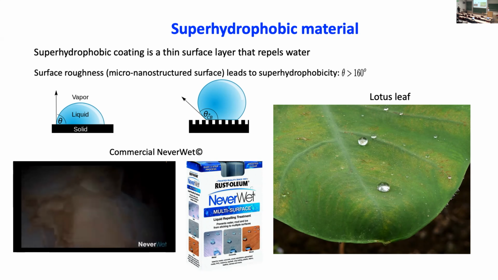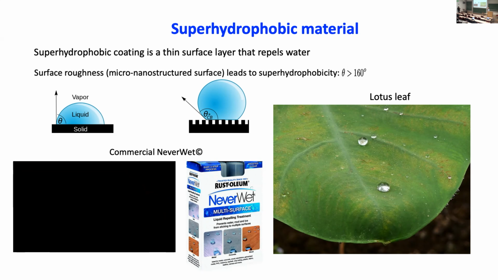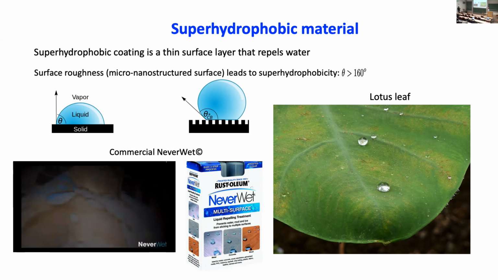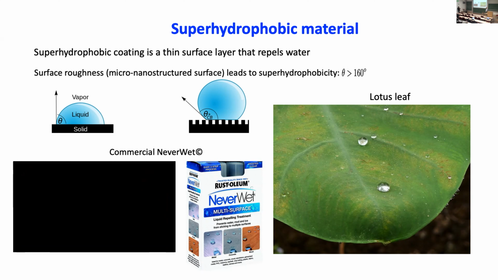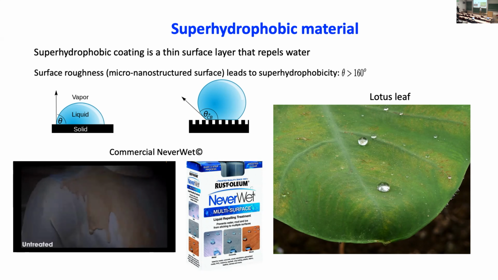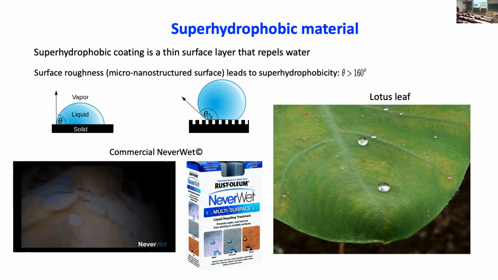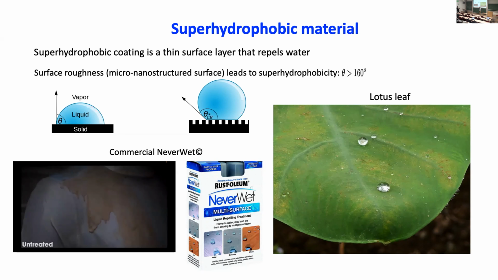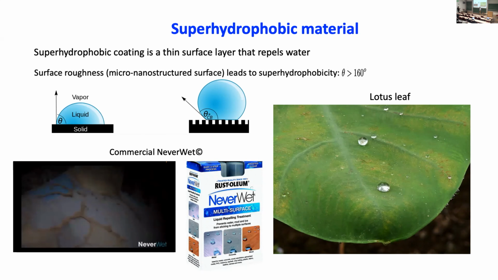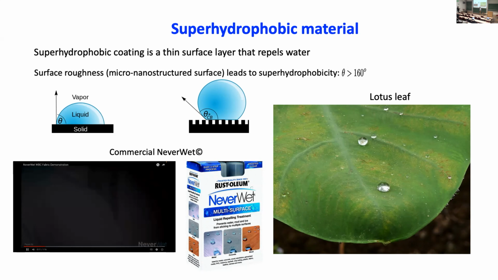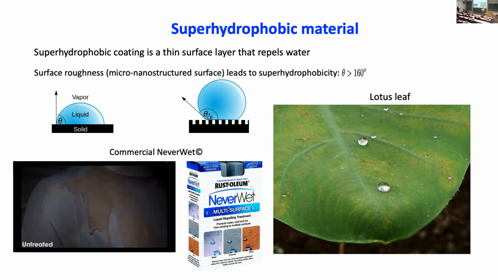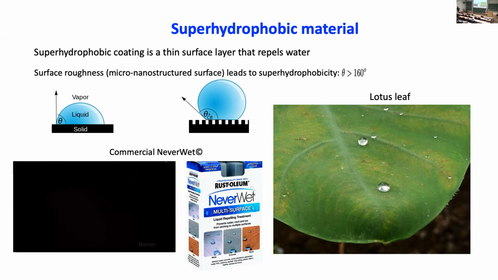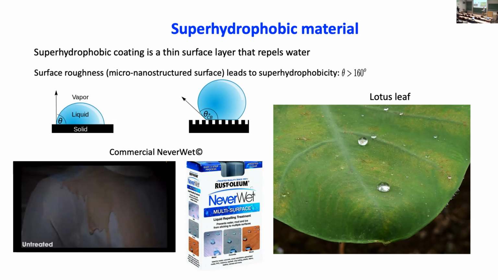So the angle of contact is 160 or 170 or more. We have some liquid with Never Wet, and the liquid is just gliding on your surface. Okay, so we can try this.